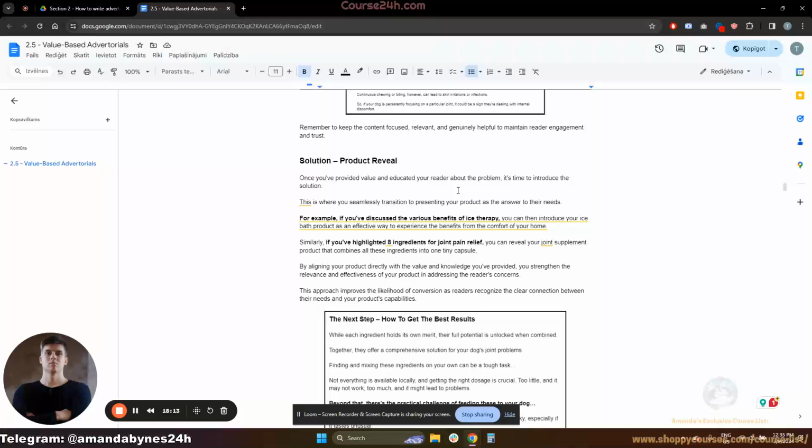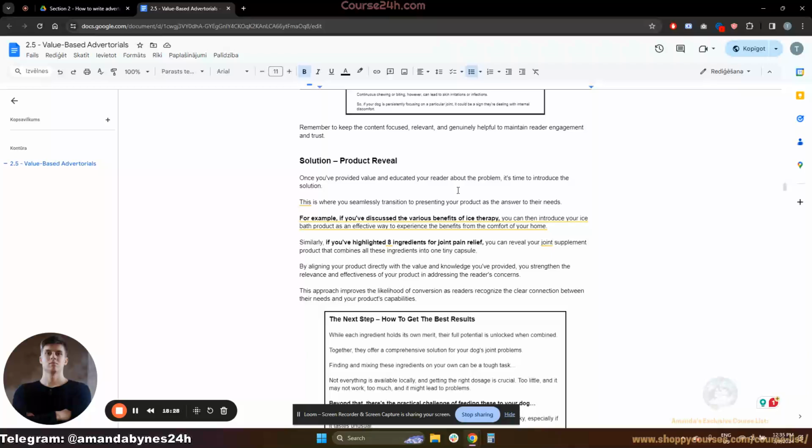In a similar way, if you highlighted 8 ingredients for joint pain, you can reveal your joint supplement that combines all of these 8 ingredients into one tiny capsule, or if it's for dogs, one tiny chew.